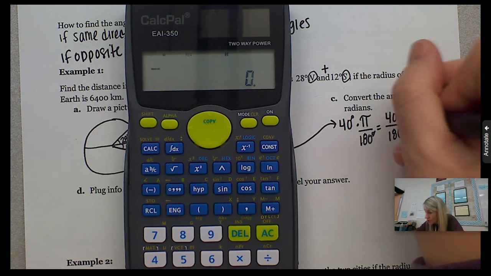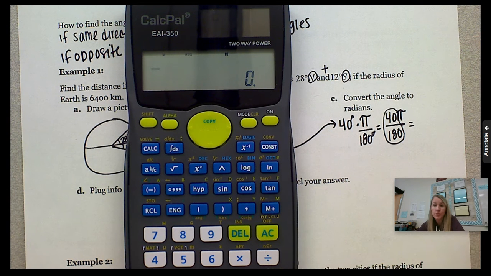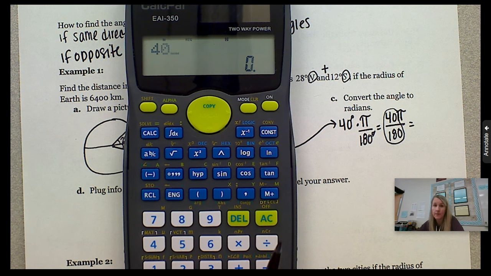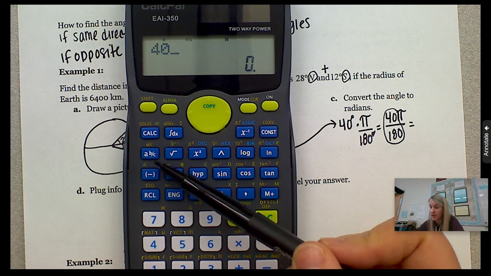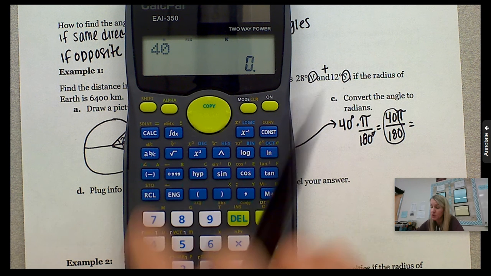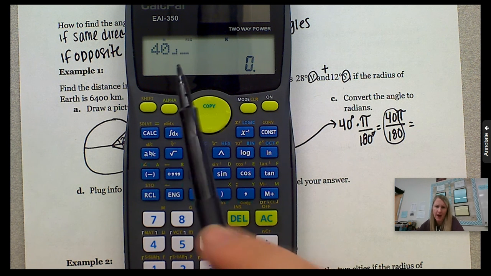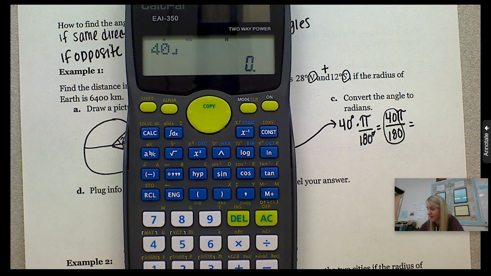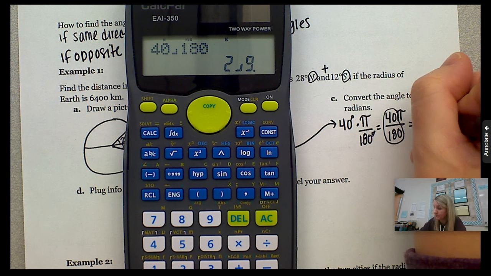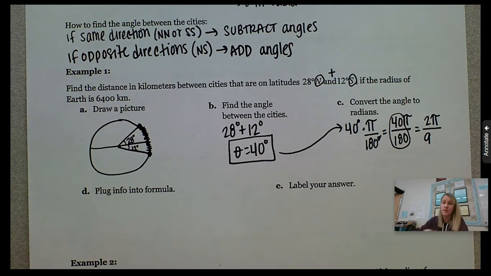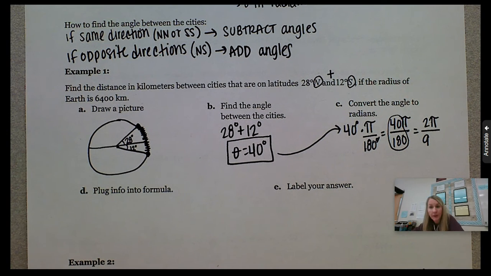When I plug this in, I'm just plugging in 40 over 180 and reducing that. I'm not putting pi in at this point. So I'm going to do 40, then find my fraction button. Some people's actually looks like a fraction. This one, it's a little ABC button. I'll hit that, and that just represents a fraction. Then 180. When I hit enter, it will reduce it for me. So that's the reduced fraction of 2 over 9. And then when I write my answer, I just put that pi back in. Just as a heads up, if you need calculator help, let me know.